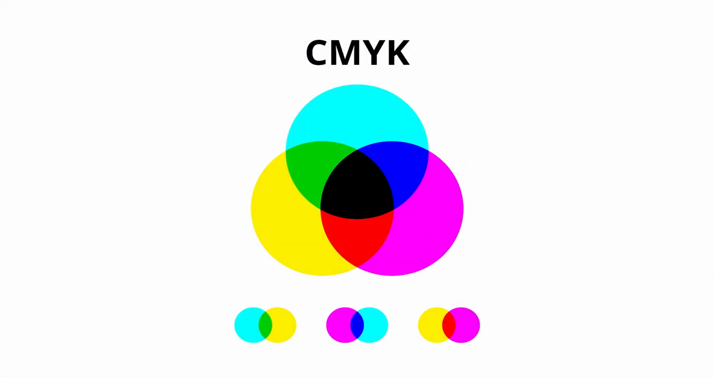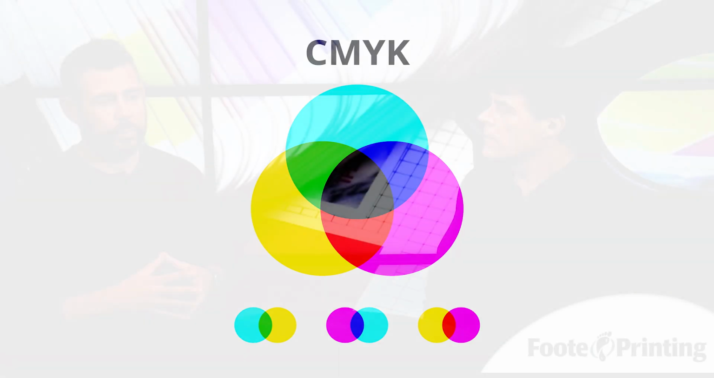JPEG or PNG files are usually in RGB unless you open them in Photoshop, change it, and save it. Okay. But what we want is CMYK: cyan, magenta, yellow, and key, also known as black. That is what CMYK stands for, and that's what we're normally printing.